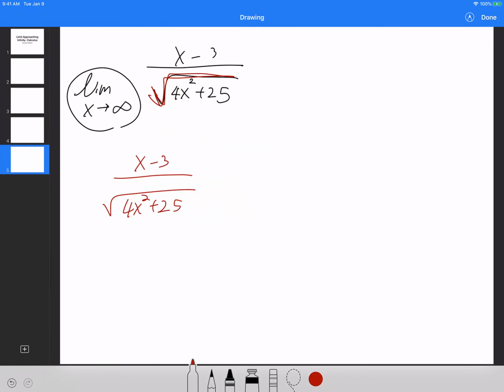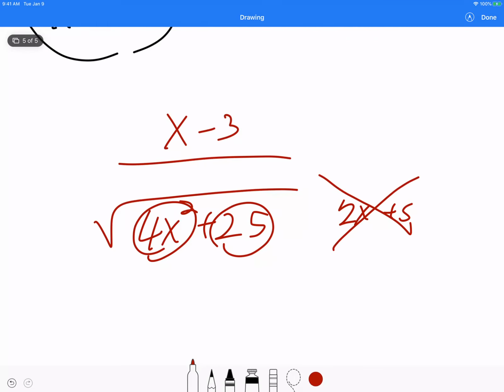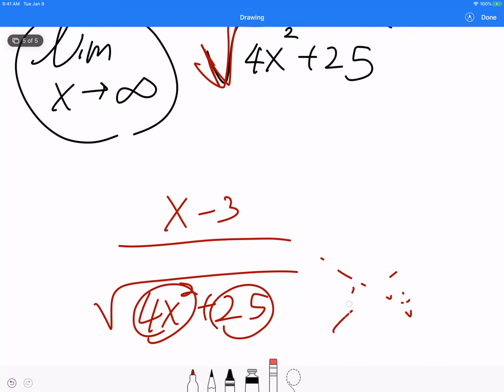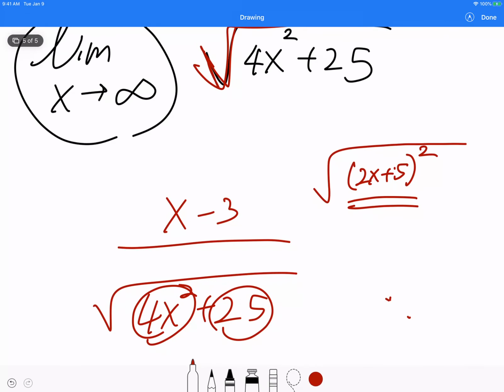Now I can see some of you might be going, okay, if I do square root of 4x squared, it's 2x, square root of 25 is plus 5. Please do not do that. That's not what this is talking about. And quite frankly, we're not allowed to do that here, because you can only do that if it's like this, 2x plus 5 squared. If this entire thing was squared and then square rooted, then yes, the square and the square root would cancel each other out, but this is 4x squared plus 25.